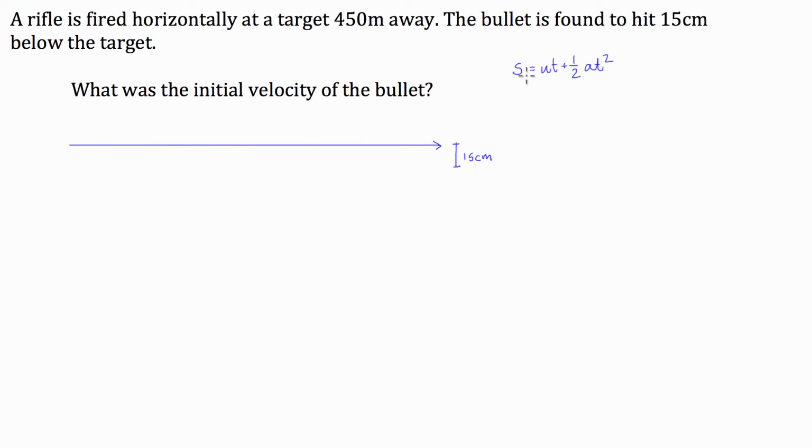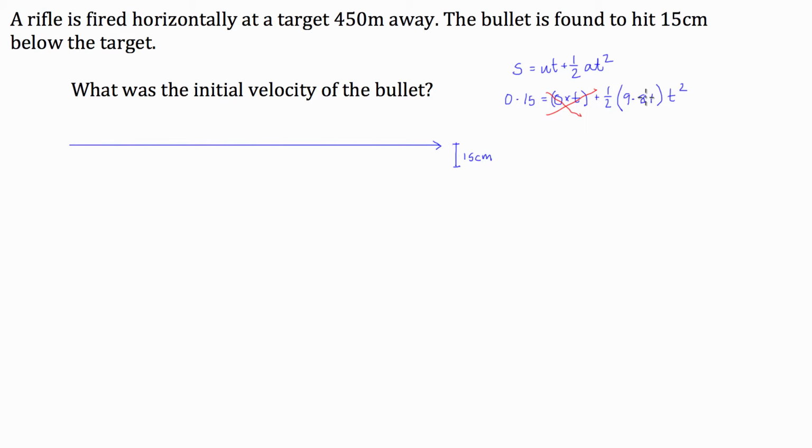So what we have here is the distance is 15 centimetres or 0.15 metres. Our initial velocity is 0. We're timesing that by t. And then we're going to add half times the acceleration due to gravity, which is 9.81 meters per second squared, times t squared.